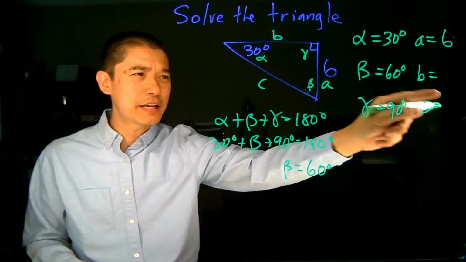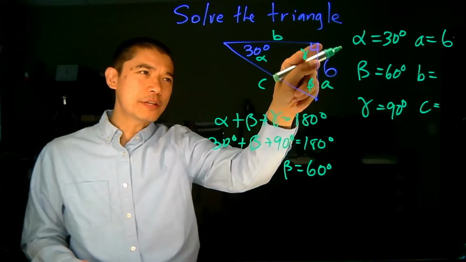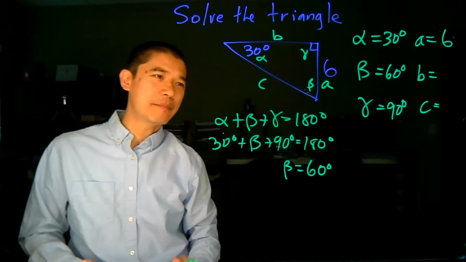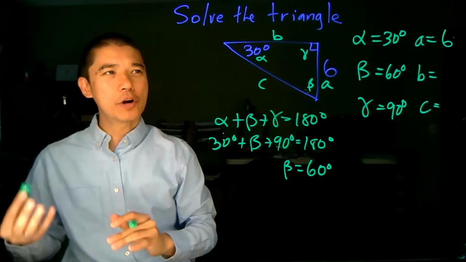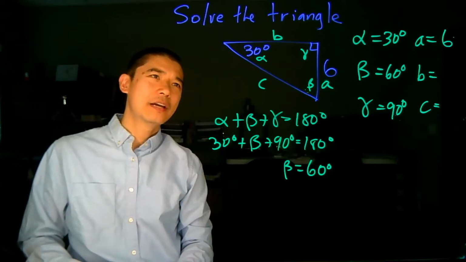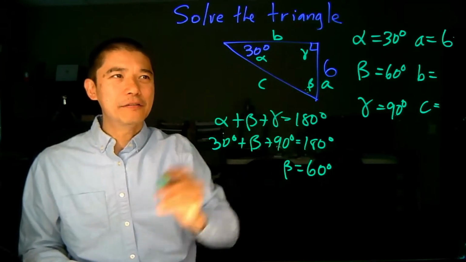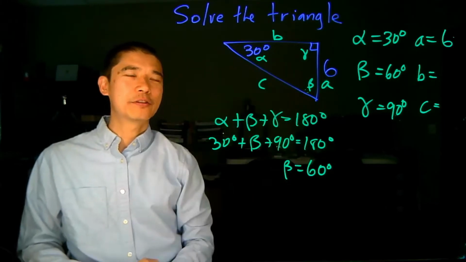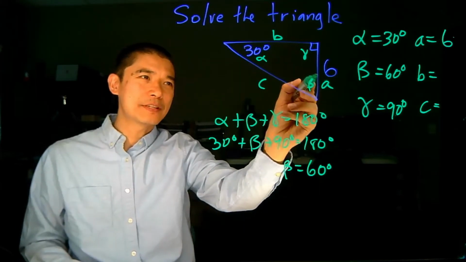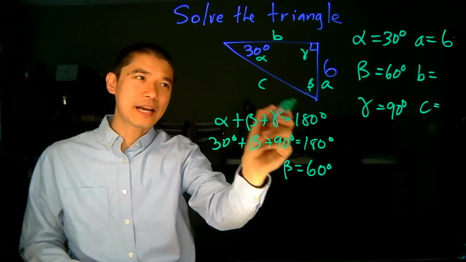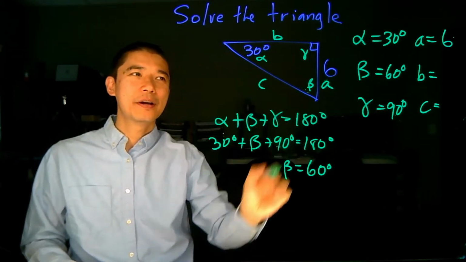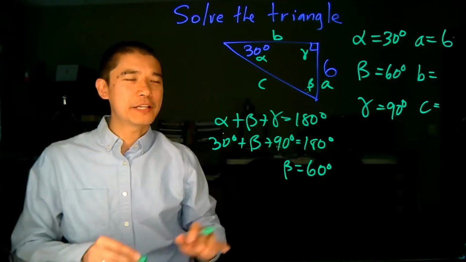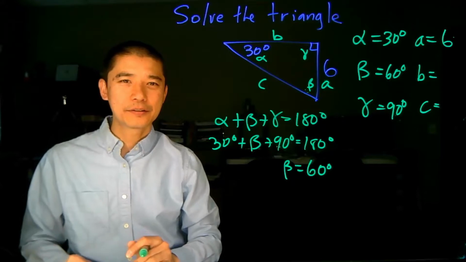Let's focus on side C for a moment. So we know that this side has length 6, and we are interested in finding the hypotenuse. And we're going to have to pick one of the trigonometric functions to work with. Focusing on this angle alpha, this 30-degree angle, what is that side relative to the 30-degree angle? That is the opposite side. This side, C, is the hypotenuse. Opposite, hypotenuse. Which trigonometric function relates opposite to hypotenuse?